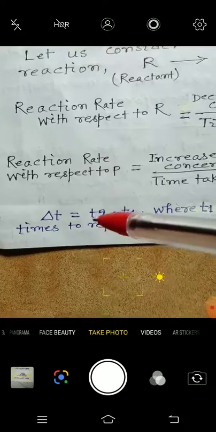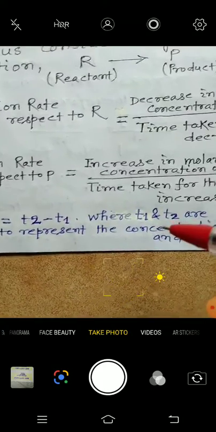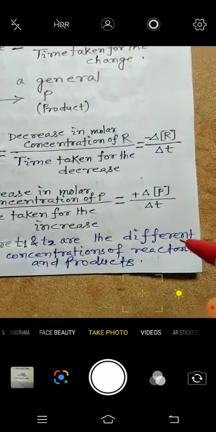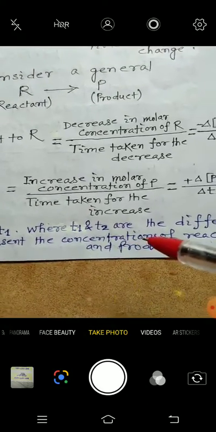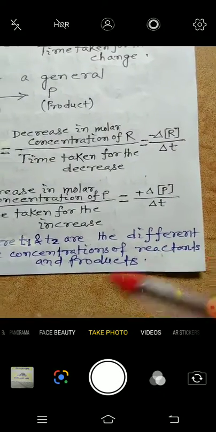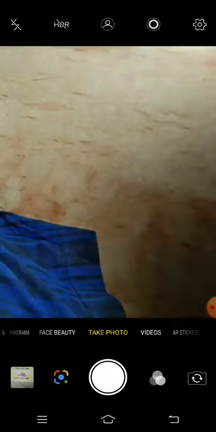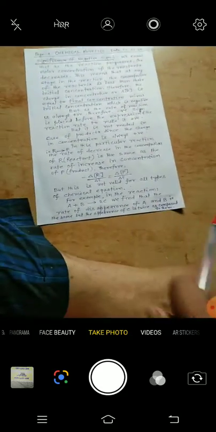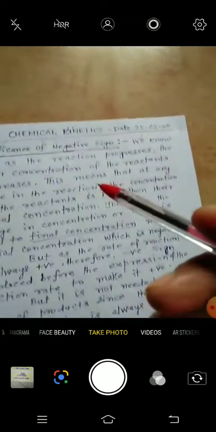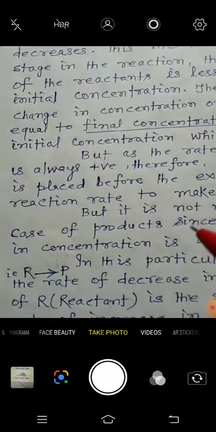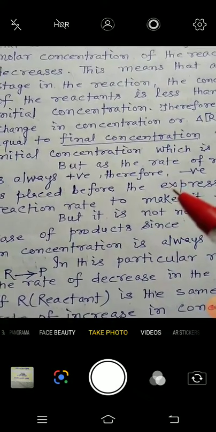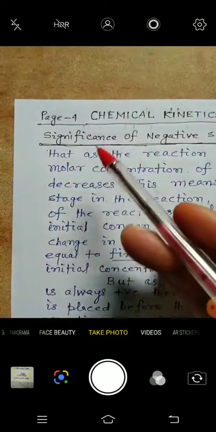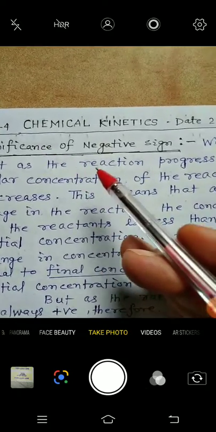Here delta T is equal to T2 minus T1, where T1 and T2 are the different times to represent the concentrations of reactants and products. It means T1 is a time where you find the concentration of reactants and products, and T2 is another time where you find the concentration of reactants and products. Now, the significance of the negative sign.